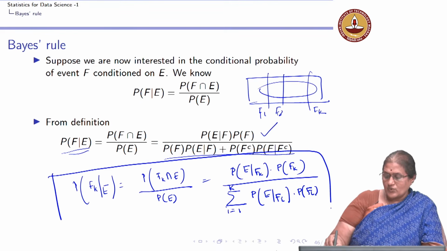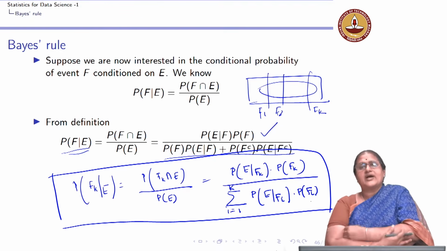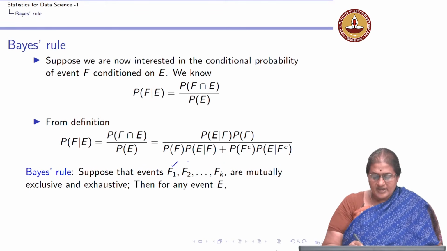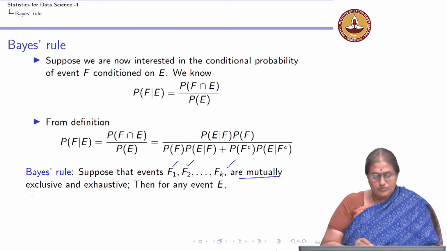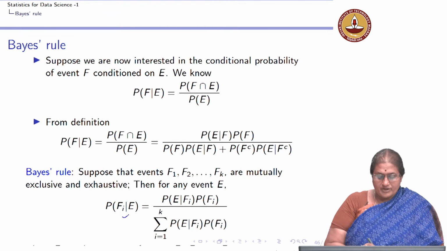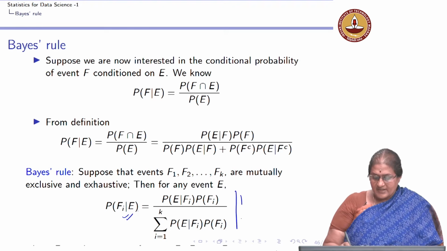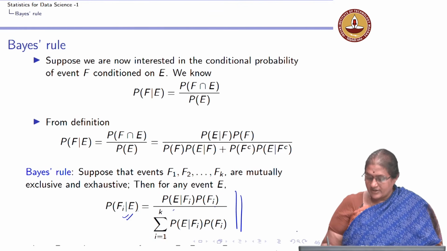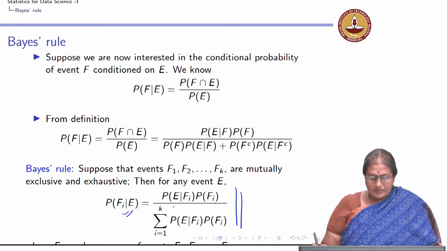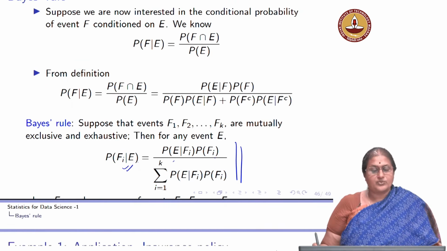Now, this is what is popularly referred to as Bayes theorem, which states the following: suppose I have F1, F2, up to Fk, which are mutually exclusive and exhaustive, then given any event E, I can write probability of Fi conditioned on E as probability of E given Fi into probability of Fi, divided by the summation over i going from 1 to k of probability of E conditioned on Fi into probability of Fi. So, this is what we refer to very popularly as the Bayes rule.